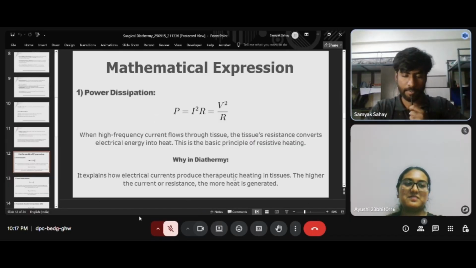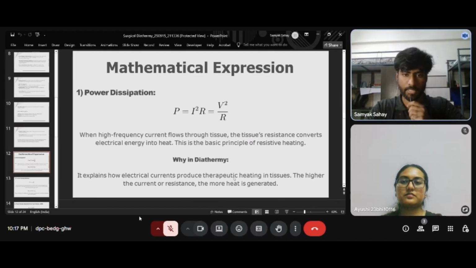Okay, this is Samyak and I'm going to discuss the various mathematical expressions based on which surgical diathermy works. So the first expression is about the power dissipation. This expression states that P is equal to I squared R, and it can also be written as V squared by R.